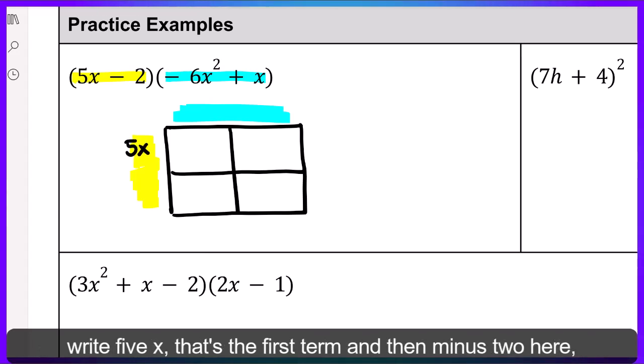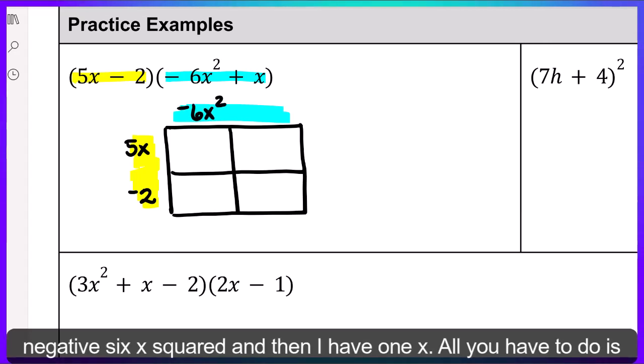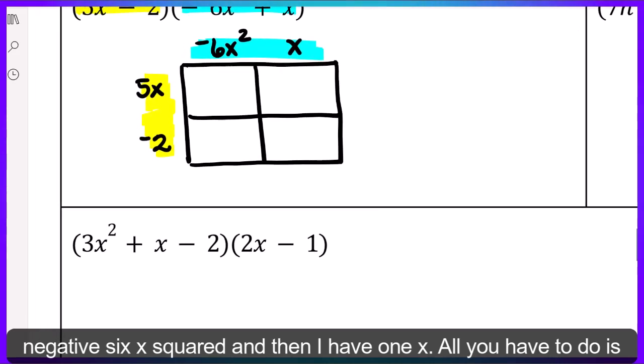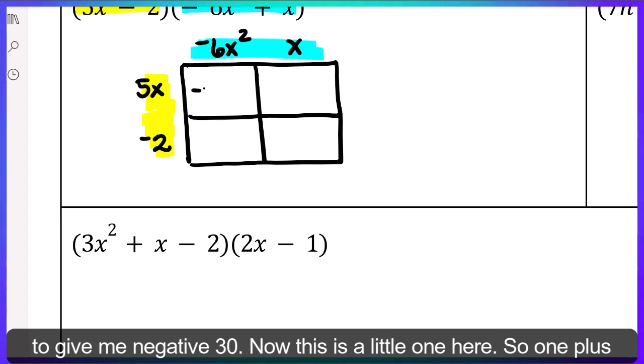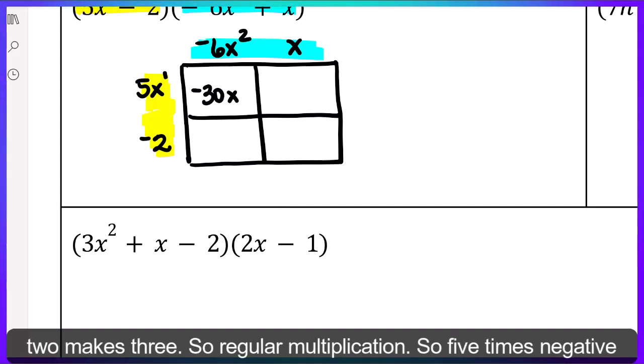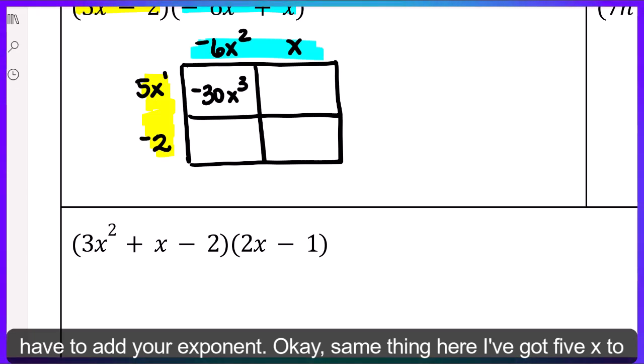So I'm going to write 5x, that's the first term, and then minus 2 here, negative 6x squared, and then I have 1x. All you have to do is multiply row times column. So 5x times negative 6x squared is going to give me negative 30. Now this is a little 1 here, so 1 plus 2 makes 3. So regular multiplication: 5 times negative 6 is negative 30, but when you're multiplying your variables, you have to add your exponents.